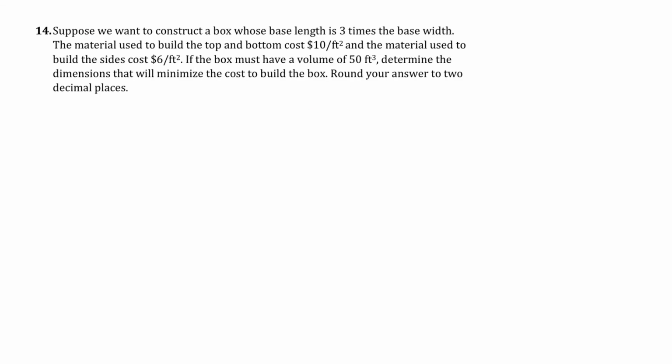This last optimization problem is the one that is a little bit longer. So with this last optimization problem, we want to construct a box whose base length is 3 times the base width. The material used to build the top and the bottom costs $10 per square foot, and the material used to build the sides costs $6 per square foot. If the box must have a volume of 50 feet cubed, determine the dimensions that will maximize or minimize the cost to build the box. So I'm going to draw my box on here.